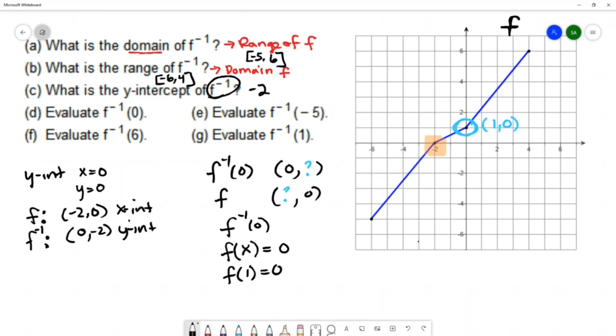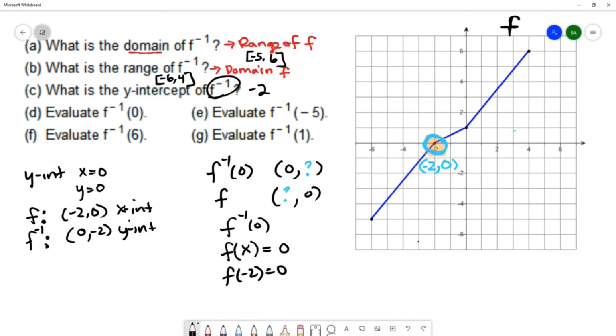I'm sorry, I've stated that incorrectly, so let me correct myself. So that does not have a y-coordinate of 0, that has an x-coordinate of 0. So we're going back to this spot right here. This spot has y of 0 and an x of negative 2. So f of negative 2 equals 0.